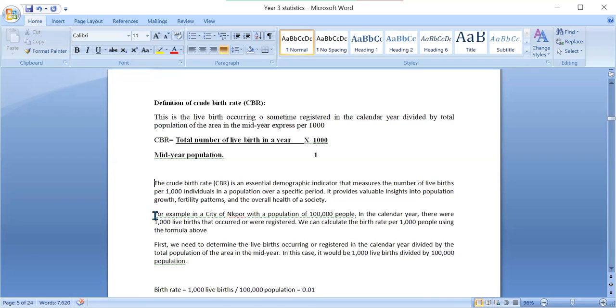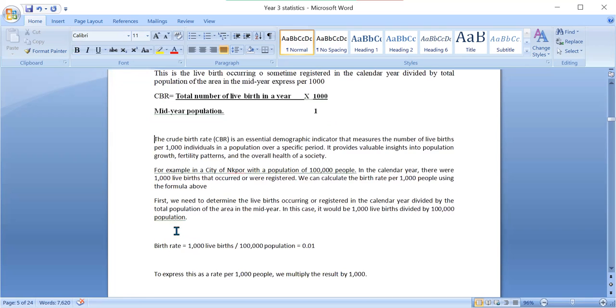For example, in a city of Mpo with a population of 100,000 people, in the calendar year, there were 1,000 live births that occurred or that were registered. We can calculate the birth rate per 1,000 people using the formula above. First, we need to determine the live births occurring or registered in the calendar year divided by total population of the area in the mid-year.